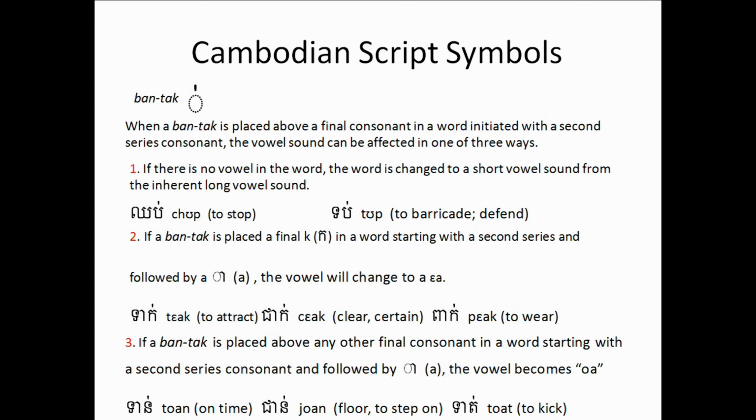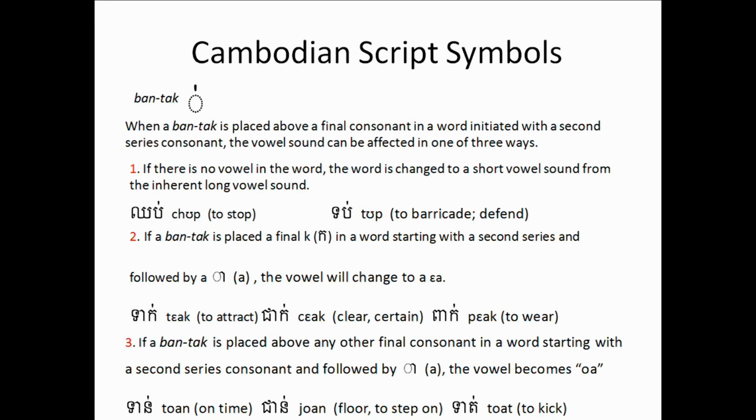Number three, Bon Tok is placed above a final consonant in a word starting with the second series consonant followed by a, then it becomes an OA. And the difference here is in the final consonant. Remember, in rule number two, the final consonant has to be the gall consonant right here. If it's not the gall consonant, but you're still using the a vowel and the initial consonant is the second series, then your vowel sound will become or.